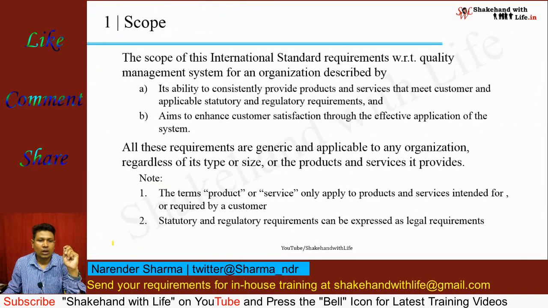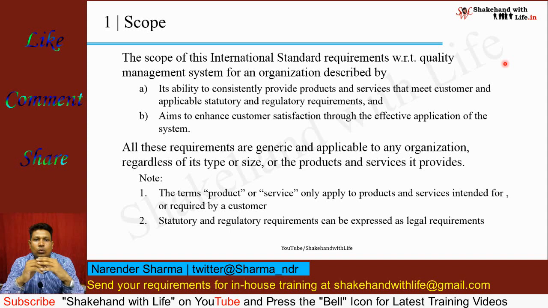Now starting with clause number 1, which is about the scope. The scope of this international standard's requirements with respect to a quality management system for an organization is described by, first, its ability to consistently provide products and services that meet customer and applicable statutory and regulatory requirements. It is about the consistency to provide products and services that meet customer requirements and the statutory and regulatory requirements. And the second thing is that the scope aims to enhance customer satisfaction through the effective application of the quality management system.